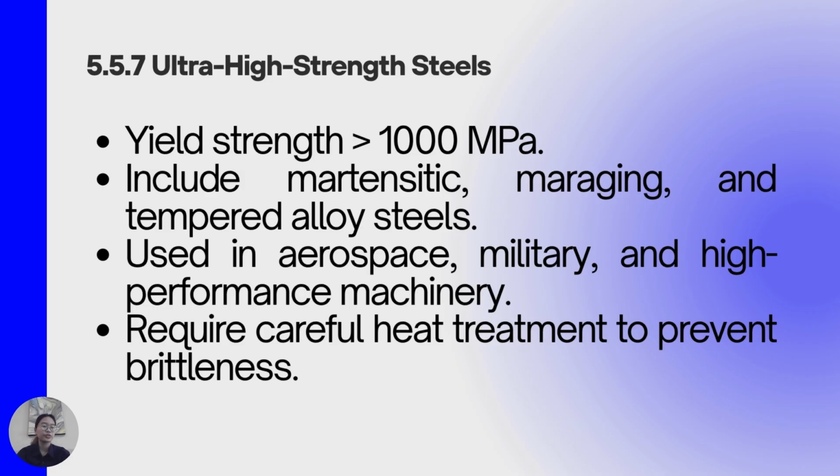Then moving on, we're going to go to ultra-high-strength steels, or UHSS. They take performance even further, reaching yield strength above 1000 MPa. These include quenched and tempered alloy steels, martensitic steels, and maraging steels. Their strength comes from martensitic or precipitation-hardened microstructure, allowing them to handle extreme loads while remaining relatively light. They're used in aerospace, defense, and high-performance vehicles, where strength-to-weight ratio is critical. However, UHSS are less ductile and require careful heat treatment to prevent brittleness. Even so, they represent the cutting edge of steel technology, combining maximum strength, fatigue resistance, and efficiency.